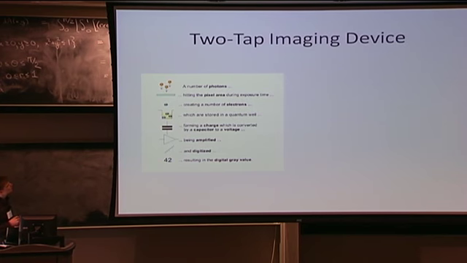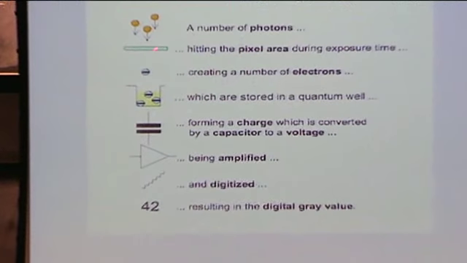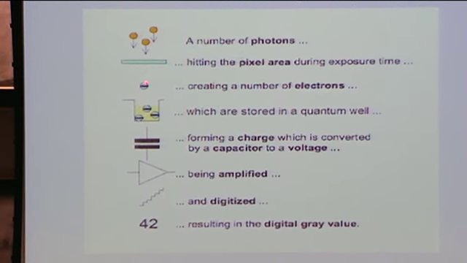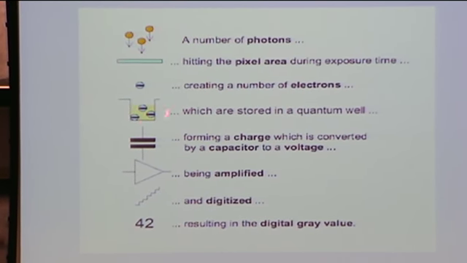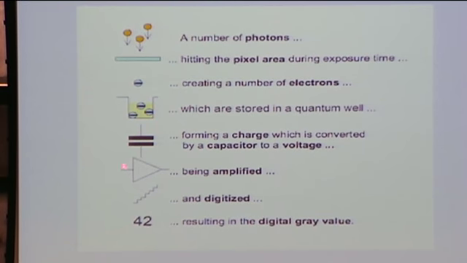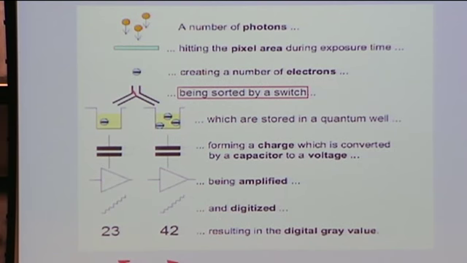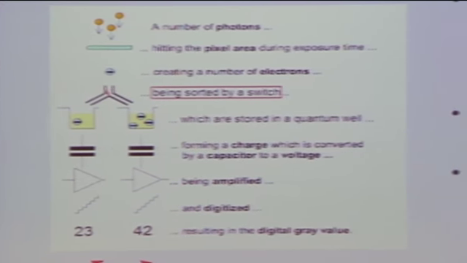A number of photons hits the surface of the sensor and generates electrons, which are stored in a quantum well, converted into voltage, amplified, digitized, and at the end given out as a digital number which represents the intensity of the incident light.